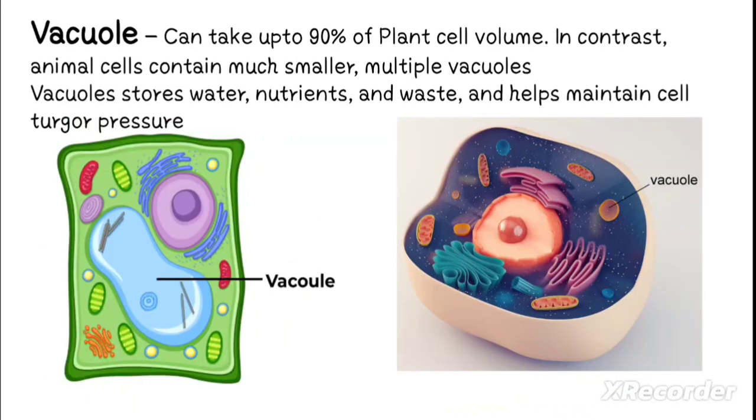Secondly comes the vacuole. Vacuoles are present in animal cells as well as in plant cells, but plant cells have a larger vacuole which almost covers 90% of the plant cell volume, while animal cells have small and more numerous vacuoles. These vacuoles store water, nutrients and waste and also help maintain turgor pressure.